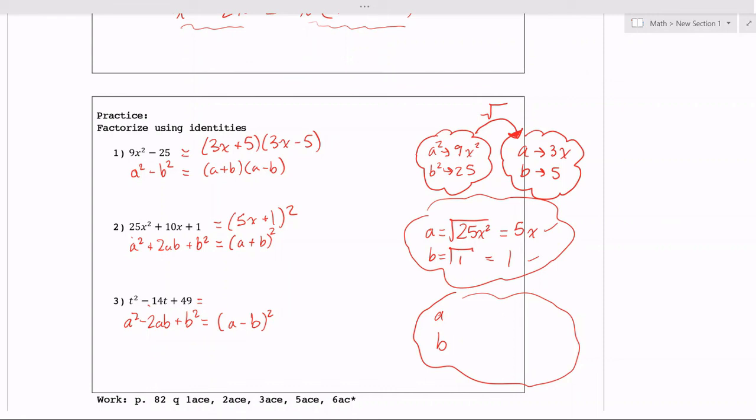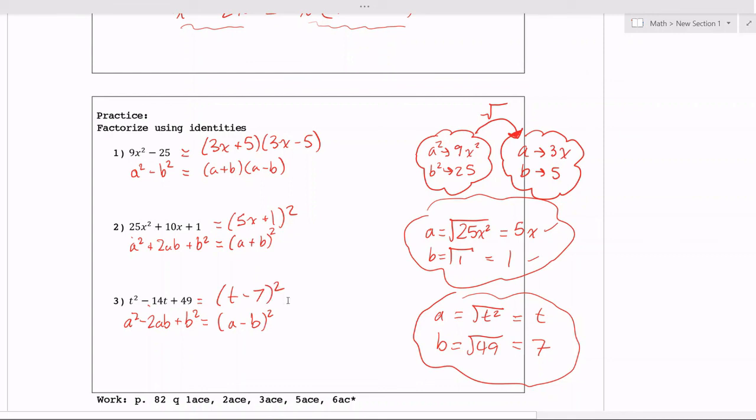But they are different in very significant ways. This one has 2 terms. This one is all positive. This one has 1 negative. So they're different. a is going to be equal to the first term square rooted. b equal to the last term square rooted. And that's what those are. So throw those terms into a bracket, put a minus in between them, and you're done.